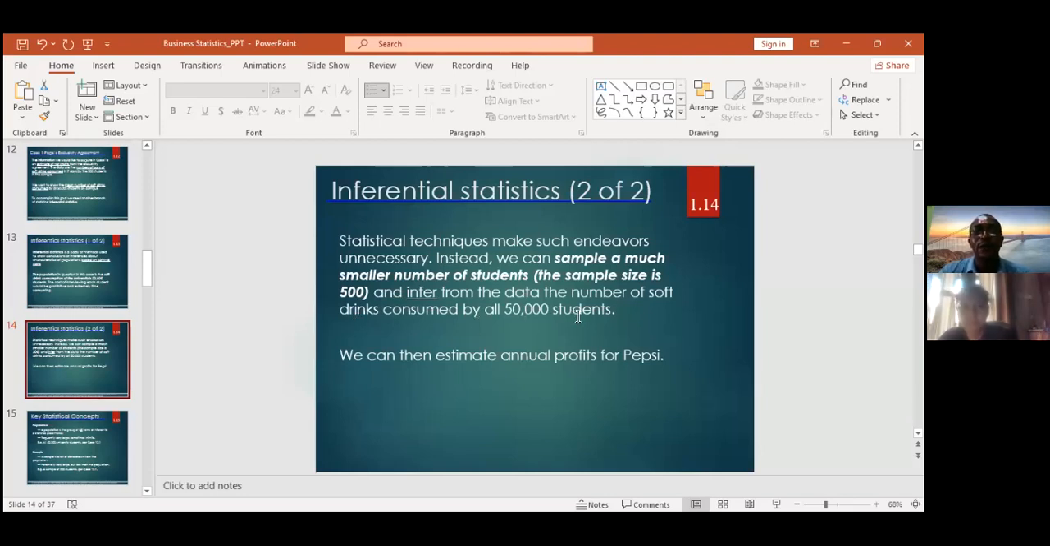Now, if you look at it mathematically, it looks as if it is not accurate. How can you take 500 to make a conclusion about 50,000 students? But inferential statistics has been developed such that from a small sample, you can generalize. So that's the advantage. It saves time. So we can estimate our profit for Pepsi by using this simple sample.